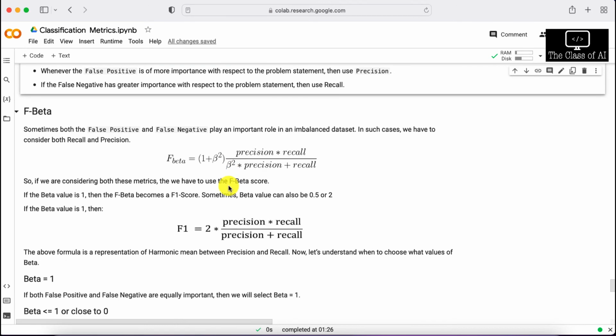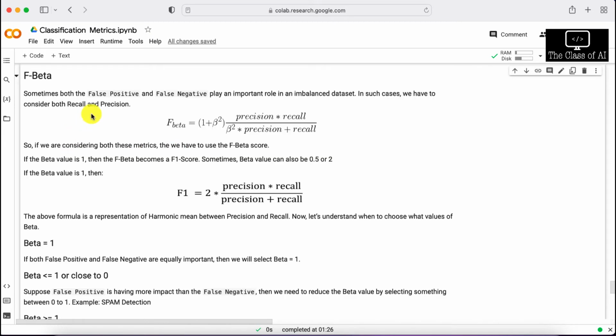Now let's focus on F beta. Sometimes both false positive and false negative play an important role in an imbalanced data case. So we have to consider both recall and precision. Both are equally important, and in that case we calculate this F beta score. F beta score is nothing but (1 plus beta square) times precision into recall, divided by (beta square times precision plus recall).